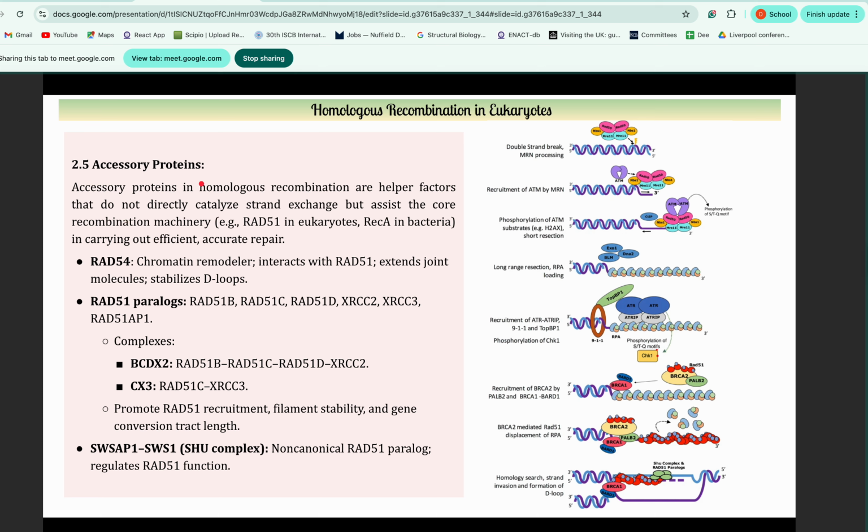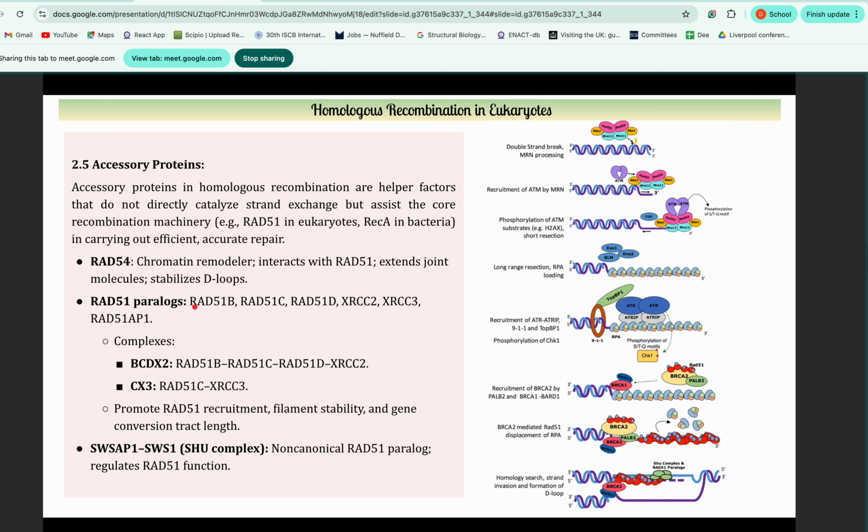And then ultimately come the accessory proteins, which are the additional proteins other than these key proteins involved in the process. Accessory proteins in homologous recombination are like helper factors which do not directly catalyze strand exchange, but they assist the core recombination machinery, for example RAD51 in eukaryotes and RecA in bacteria, in carrying out efficient and accurate repair. Similarly, we have RAD54, the chromatin remodeler, which will interact with RAD51, extend the joint molecules and stabilize the D loops.